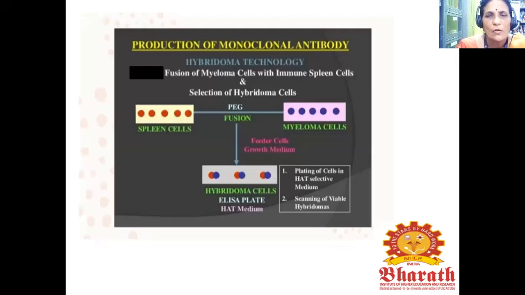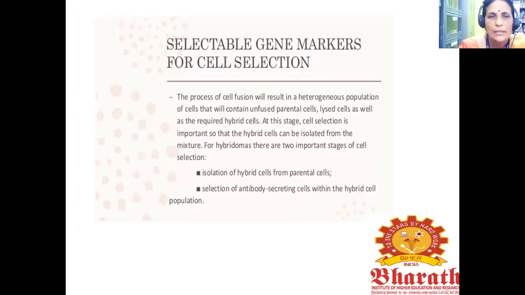This is the production of monoclonal antibody by hybridoma technology. Fusion of myeloma cells with immune spleen cells and selection of hybridoma cells. The plating of the feeder cells, growth medium. Plating of cells in selective medium, screening for viable hybridomas. Then the selectable gene marker for cell selection.